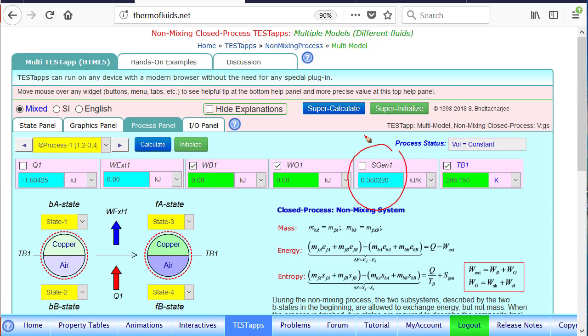So this is a fairly complicated problem, but you see how the iterative nature of TESTapp works. The information flows from the state panel to the process panel, and if you have a cycle panel, it can go forward like that. So guess and check is really easy with the use of the super calculate button.